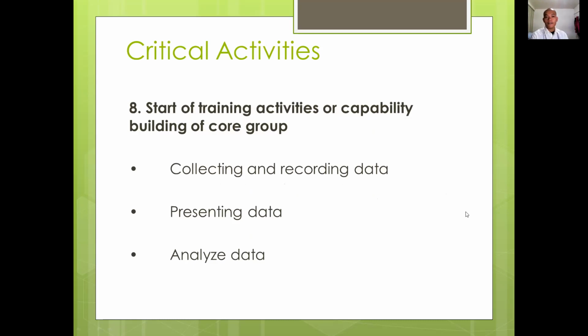Number 8, after we have collected data, interpreted data, diagnosed what is the problem. 8 is start of training activities or capability building for the core group. Remember the group of leaders and group of people that we have identified in earlier stage of the entry phase. So anong gagawin natin? We will train them. We will train them for what? We will train them to collect and record data para hindi tayo lahat ang gumagawa. Remember, COPAR is community participation. So they should help also.